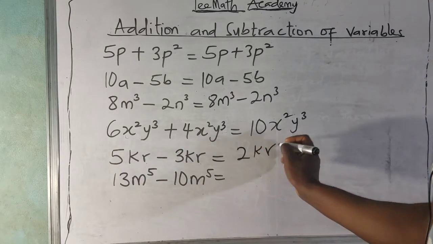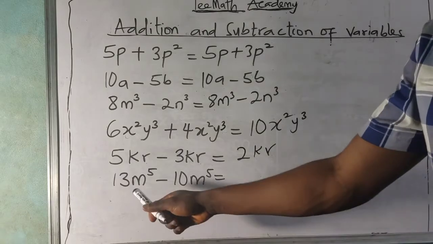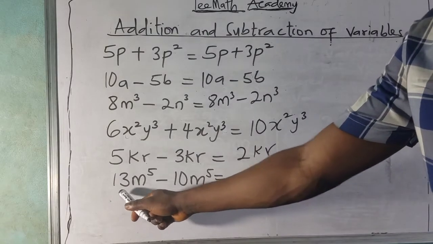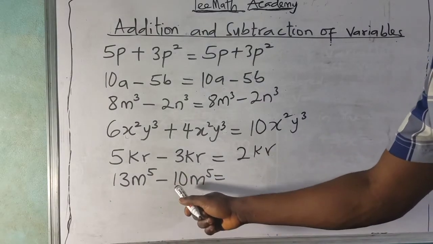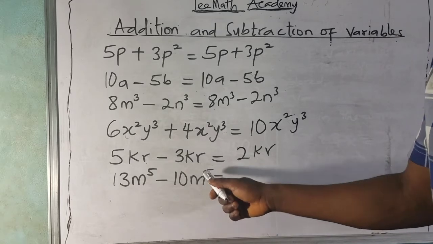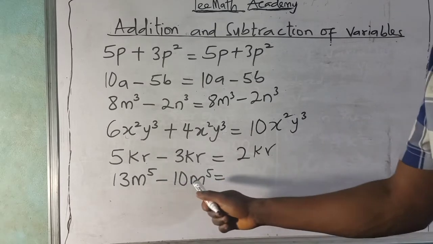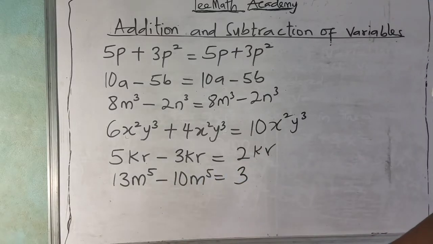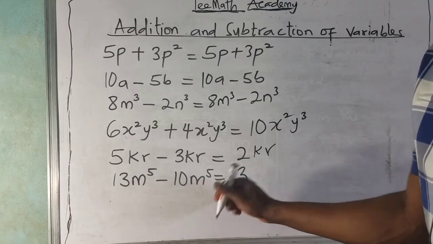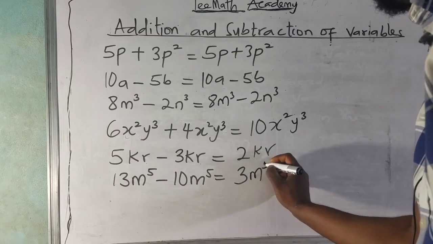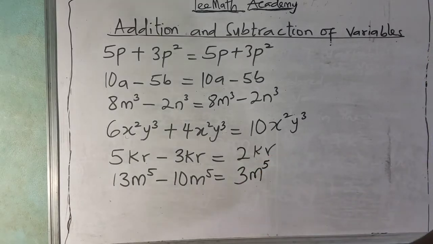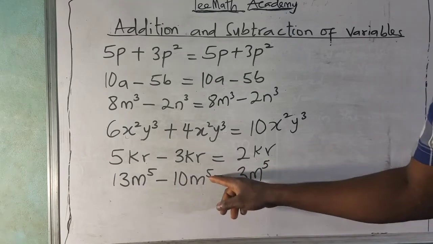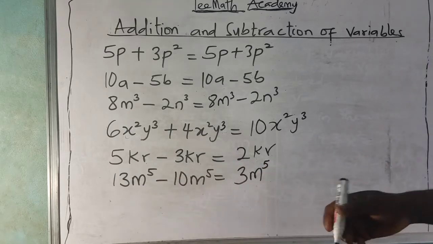2kr. And this one is 13m raised to power 5 minus 10m raised to power 5. So what do we do? 13 minus 10 is 3. Because they are the same power, that's why I'm solving it. So m raised to power 5. We write it out. From here we can solve it because they have the same variable and the same power.